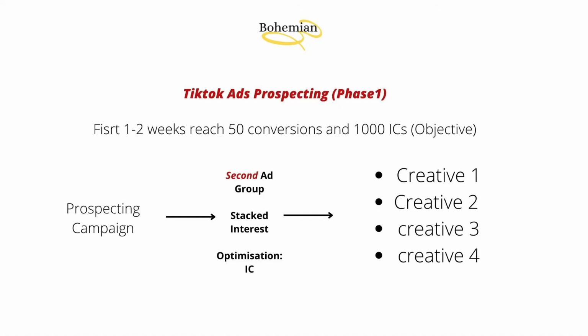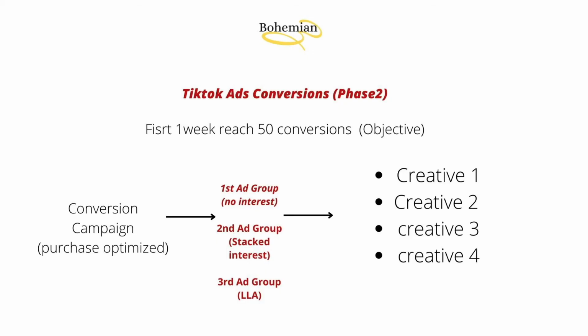And we also have a second ad group with stacked interest, and the optimization is add to cart. And you also have creative 1 and creative 2, and creative 3 and creative 4. It should be shown on the screen how we actually structure it. I'm not going to dive deep into the specifics here, but everything's written on the screen. You can pause and read it. So this is phase 1.